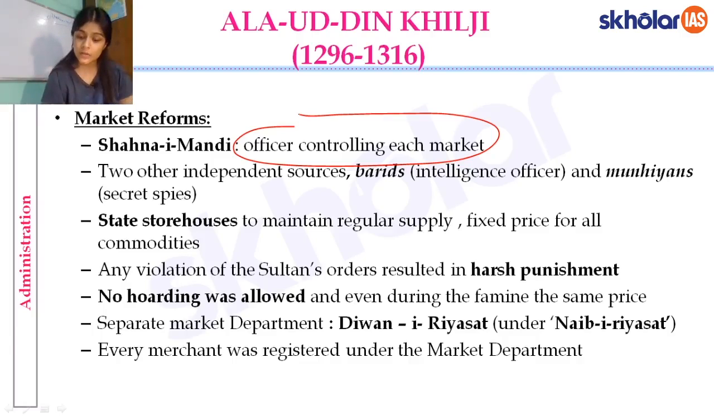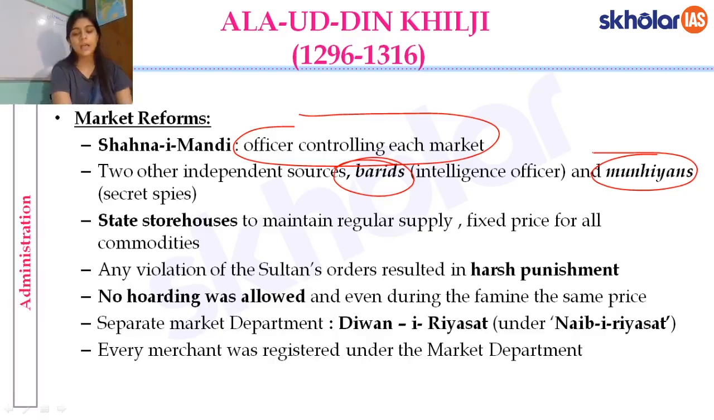Also two other officers, Barids and Munhiyans, intelligence officers and secret spies. Why these secret spies and intelligence officers? So as to have inside information, for instance, about somebody charging a price above what the Sultan has fixed.